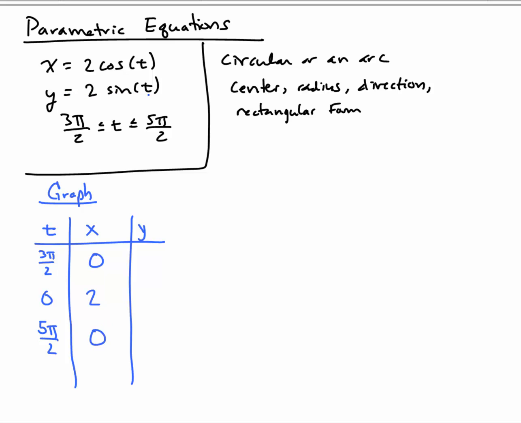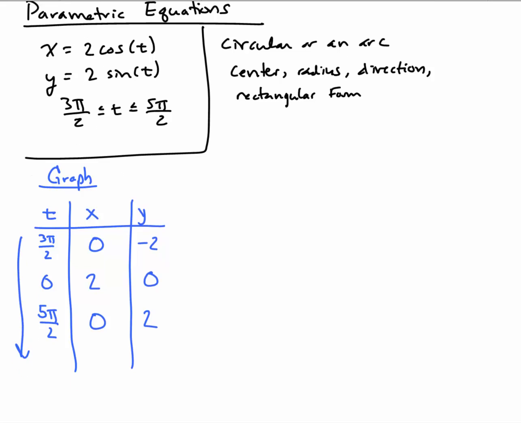Now let's do the same thing down here. The sine of 3 pi over 2 is negative 1. Negative 1 times 2 is negative 2. The sine of 0 is 0. And the sine of 5 pi over 2 is 1. 1 times 2 is 2. So again, this is my direction of increasing, so I want to keep that in mind.